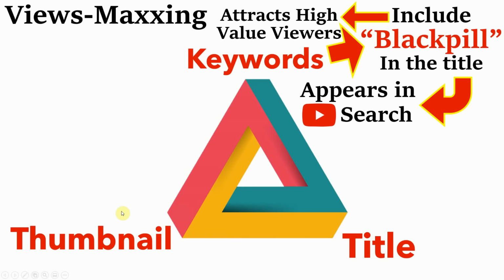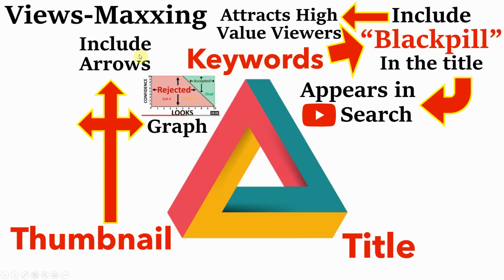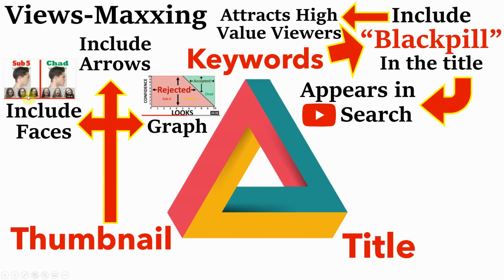Anyway, carrying on. I find the best thumbnails usually have some sort of graph, have arrows pointing towards something, and ones that include faces tend to work quite well as well. And those faces will usually have expressions of shock or anger on them. All of these things I find are very eye-catching.